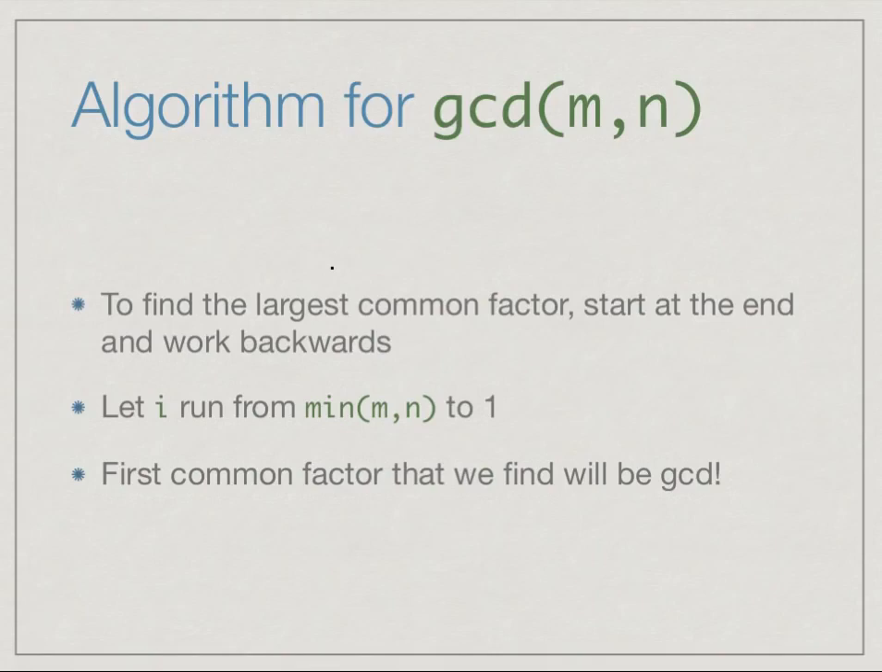Remember always that 1 is guaranteed to be a common factor. So when we start from the minimum of m and n and go backwards, if we don't see any other common factor, we are still guaranteed that we will exit correctly when we hit 1.